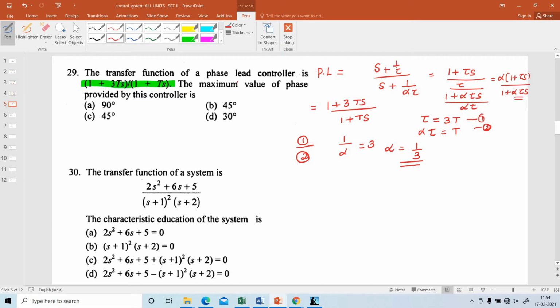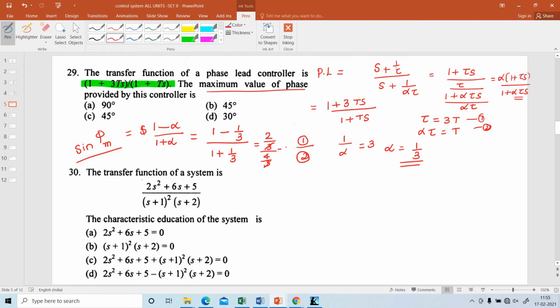Here I am going to find out the maximum value of phase, phi m. How to find it? The formula is sin phi m equal to (1 minus alpha) divided by (1 plus alpha). This is the formula used to find the phase. Alpha is 1 by 3, so 1 minus 1 by 3 divided by 1 plus 1 by 3. So what is this? 2 by 3 divided by 4 by 3.